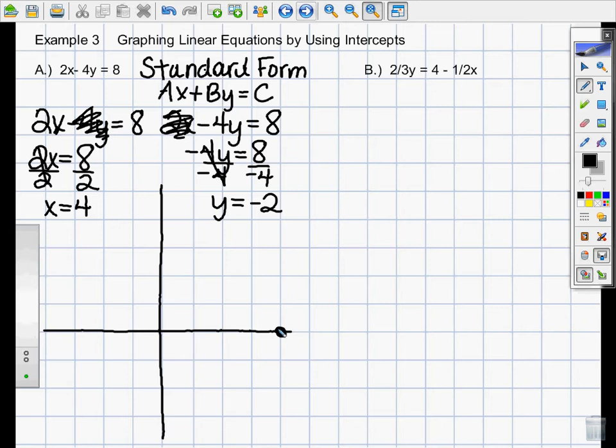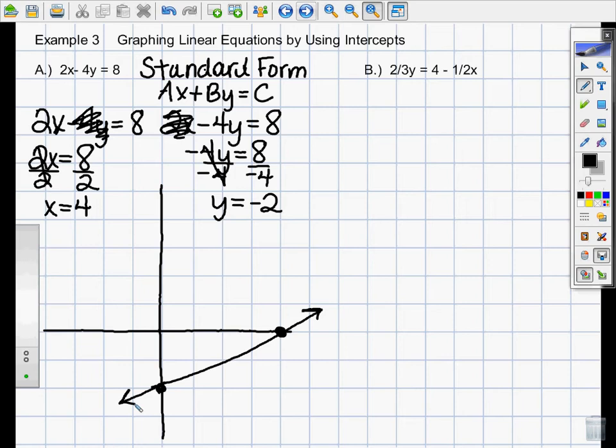Now let's go to the y-axis and find negative 2. Here I am back at the origin, and I'm going to go down to negative 2, and I'm going to mark it. You only need 2 points to form a line, so there are my 2 points. And I am going to draw my line through those 2 points. And there you go. That is the graph for 2x minus 4y equals 8. Now, if you have any questions about that, rewind this video and watch it again.